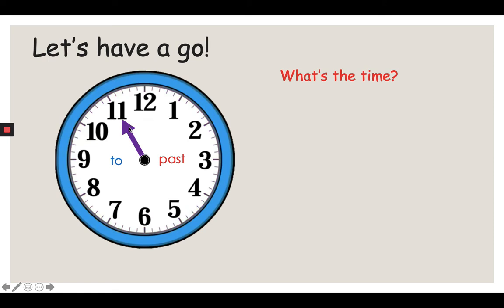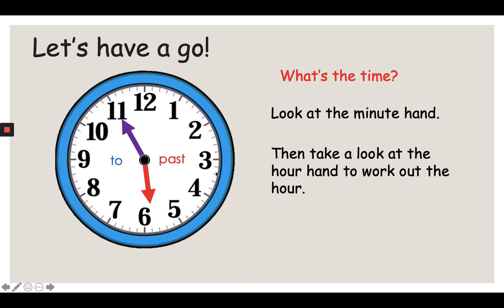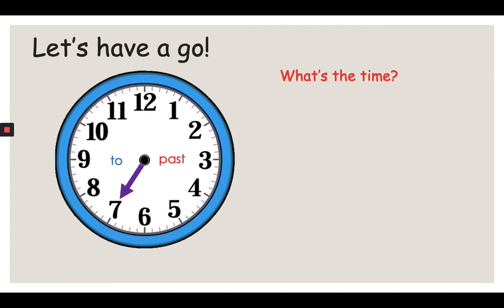We can see that the minute hand is pointing to the 11. So how many minutes to the next hour? How many minutes are left? Here we can see that we've got 5 minutes left. So it's 5 to. Let's have a look at the hour hand. Which hour is it moving towards? It's moving towards the 6. So it's 5 to 6. 5 minutes to 6.